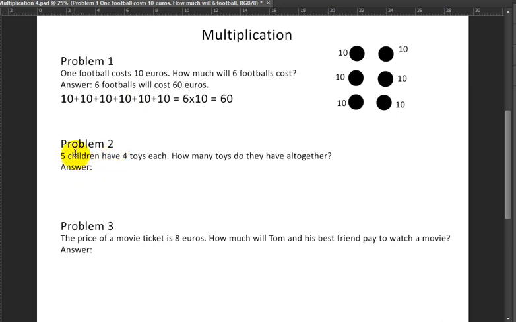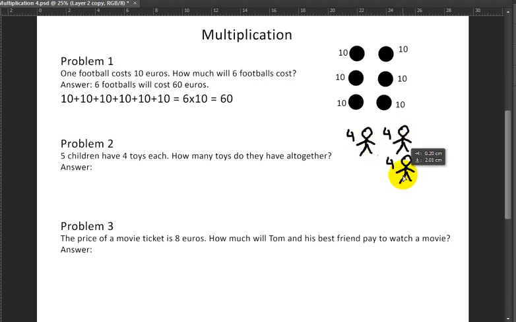Problem number 2 says 5 children have 4 toys each. How many toys do they have altogether? All right, so let's think about this. Again, we can draw it if we want to. We can make 5 children. And they each have how many? 4 toys. I don't need to draw the toys necessarily, because all we really care about is that there's 4 of them.